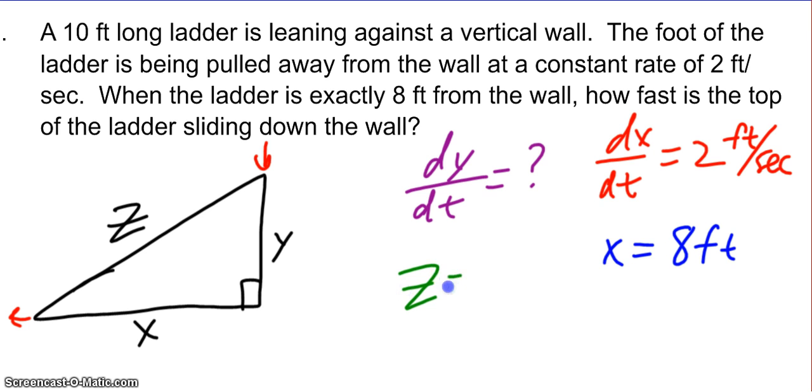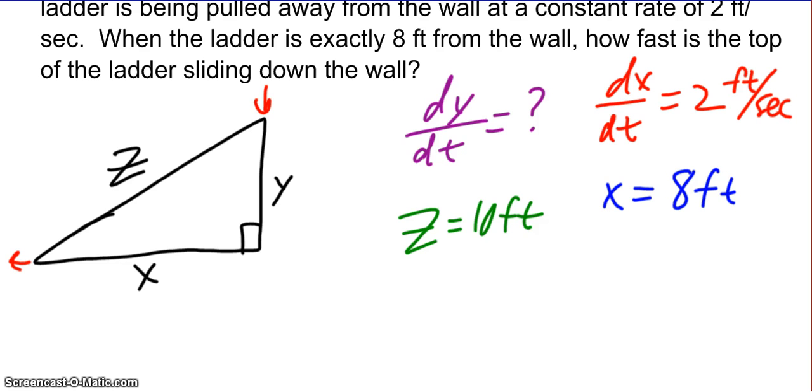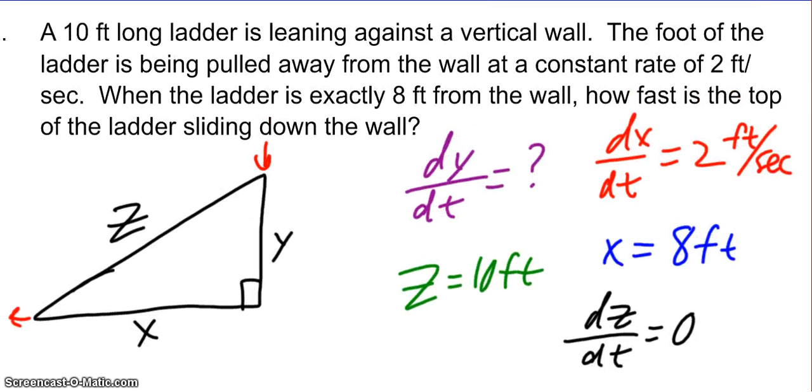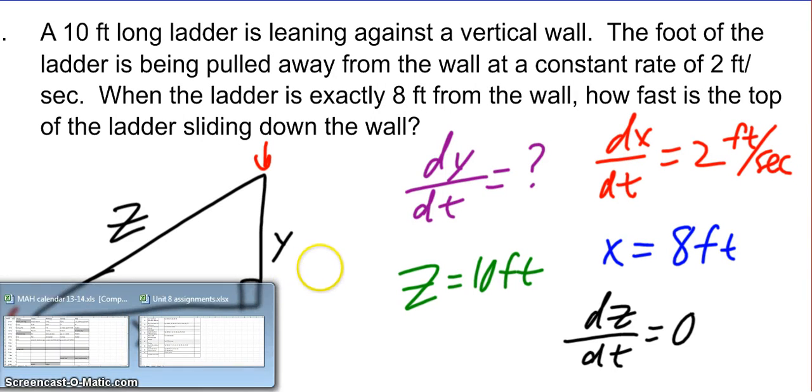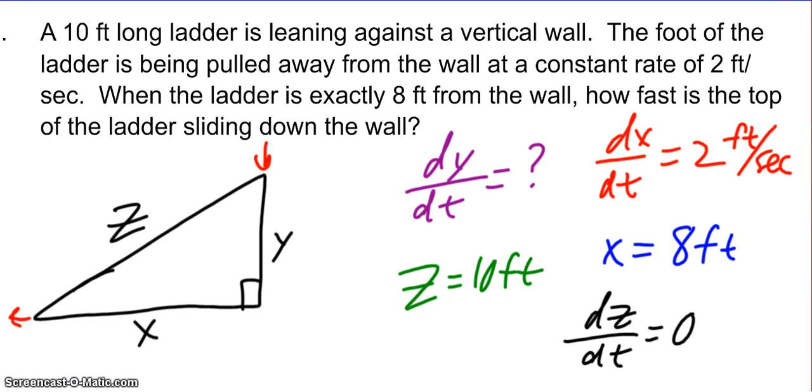Z is 10 feet. And what's dz dt? Well, z is the length of the ladder. So is the length of the ladder changing at all? No. So dz dt is 0. So now I want you to try to come up with a relationship between the three variables, and then try to use related rates to solve for dy dt. Pause the video, unpause when you're ready to check your work, or if you get stuck.